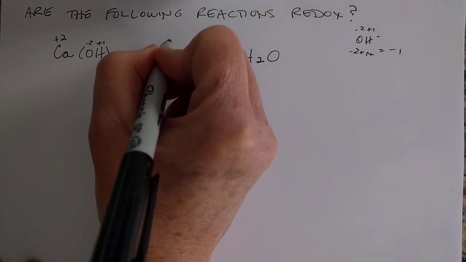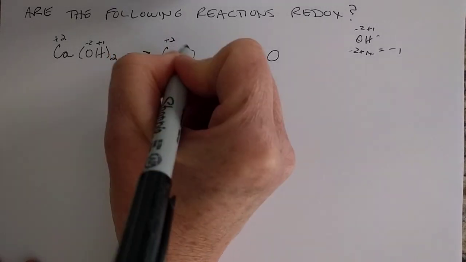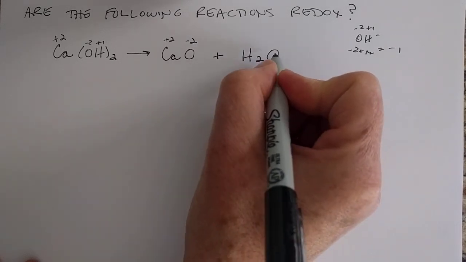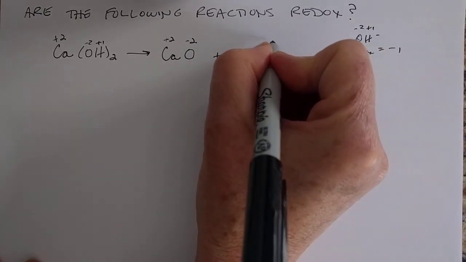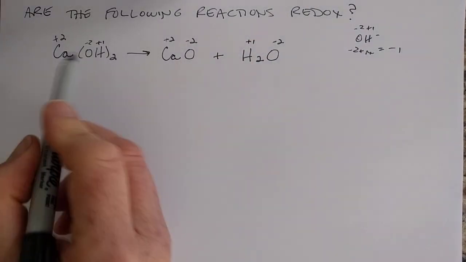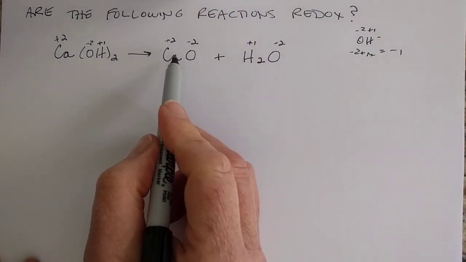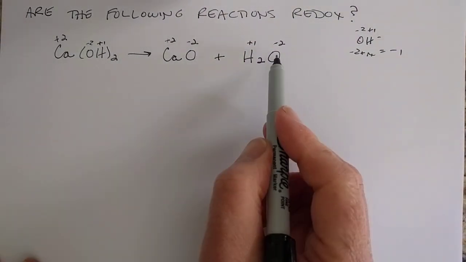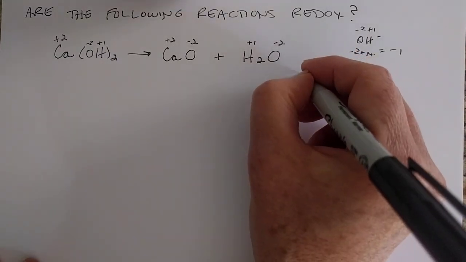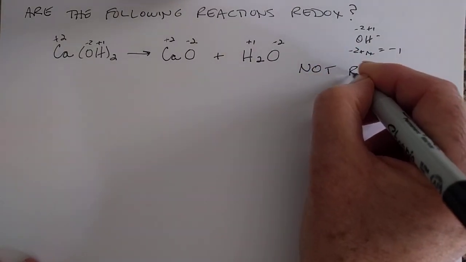So oxygen is -2, hydrogen is +1. In calcium oxide, calcium ion is +2. The oxide ion is -2. In water, oxygen gets the -2, so each hydrogen has to be +1. So the calcium stays the same, oxygen stays the same, hydrogen stays the same. So this is not redox.